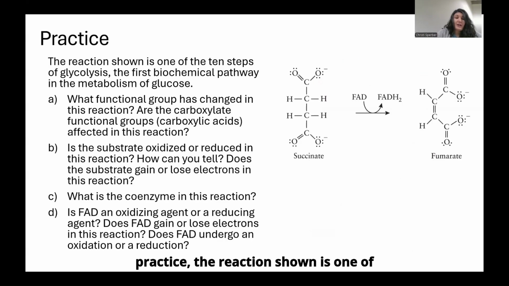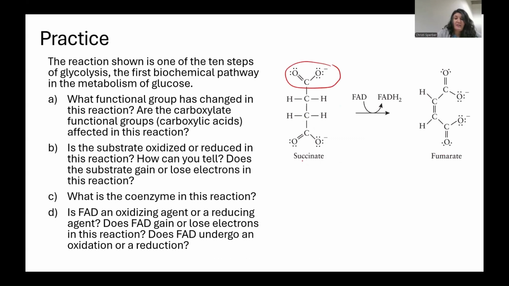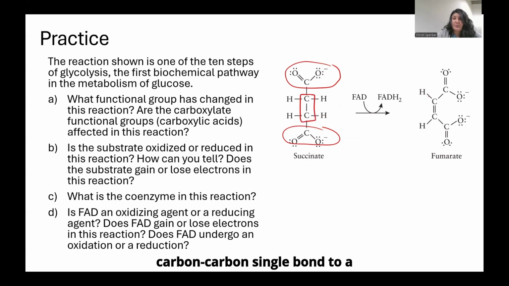So for practice, the reaction shown is one of the 10 steps of glycolysis, the first biochemical pathway in the metabolism of glucose. Which functional group has changed in this reaction, and are the carboxylate functional groups affected in this reaction? So we look at what's different between succinate and fumarate, and we see that these are the carboxylate functional groups, and they haven't changed. What changed is this carbon-carbon single bond to a carbon-carbon double bond, which makes sense because the coenzyme FAD is used for carbon-carbon double bonds.